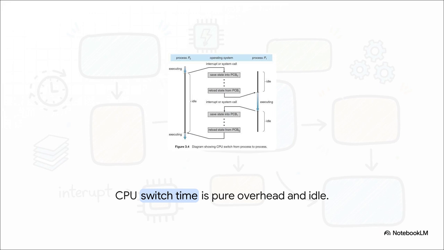Take a close look at the timeline here. While the OS is busy saving the state into PCB 0 and then painstakingly reloading the state from PCB 1, the CPU is completely idle. The system is doing absolutely zero useful work for your actual applications during that switch. And this is a massive engineering constraint. The more complex the operating system and the fatter the PCB, the longer that context switch takes. If an OS switches processes too frantically, it spends all its time just managing the switches, instead of actually getting your work done.